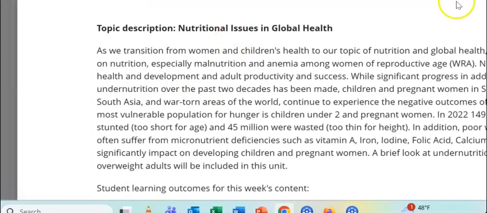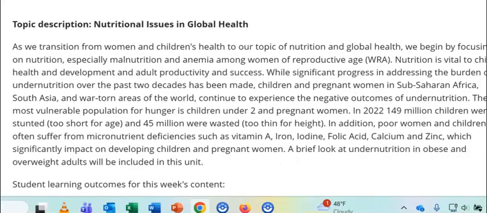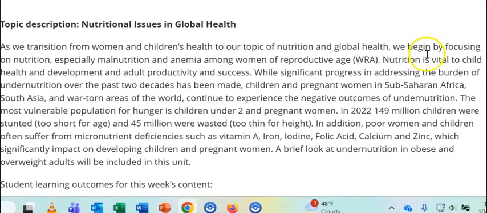So for this learning unit, let's make this a little bigger so we can actually read it. We're talking about nutritional issues globally. We had a learning unit last week that focused on women and children's health. Now we're transitioning to a topic of nutrition, but we're going to focus again on women and children, especially children under the age of 5. And we know that nutrition is vital to both pregnant women and to child health and development.